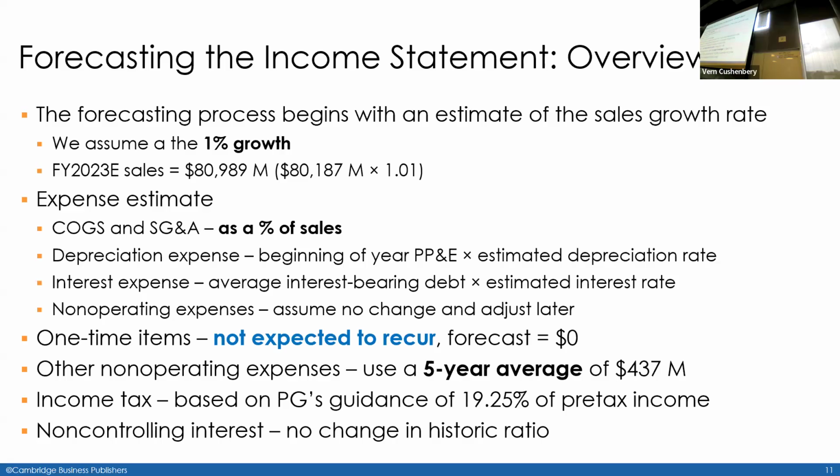Non-operating expenses, generally, we're going to assume no change, or maybe we'll adjust those later, but for the purposes of this class, just assume no change unless you have reason to believe they'll change, and that's either going to be a forecast from the management team or they've steadily been declining over the last 5 or 6 years. One-time items, again, those are transitory, so we're going to factor all those out, so the forecast would be 0. Other non-operating expenses, just use a 5-year average.